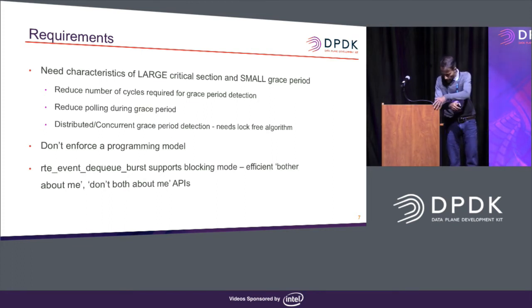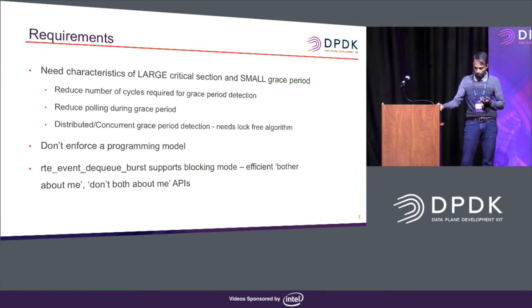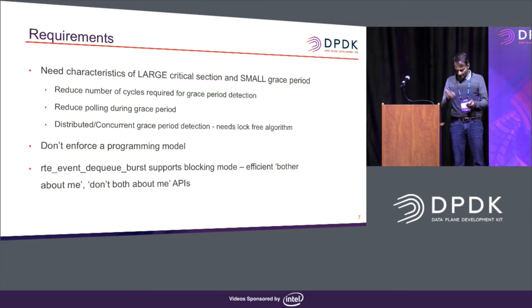Then the third one I have here is the rte_event_dequeue_burst. It supports blocking mode. What that means is worker threads can block for a longer duration. So we need very efficient APIs for 'I'm going to report the status now' and 'I want to stop reporting the status now'. These APIs need to be very efficient because they are going to be called for every while loop iteration on the worker threads on the data plane. I think these are some of the requirements that I have been working with.